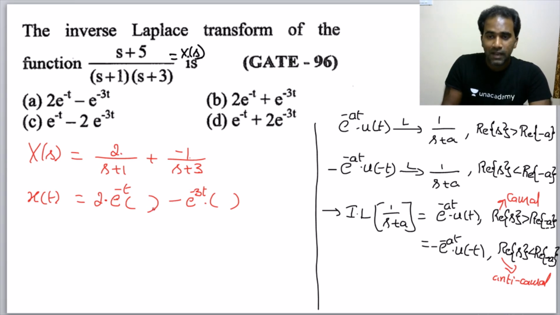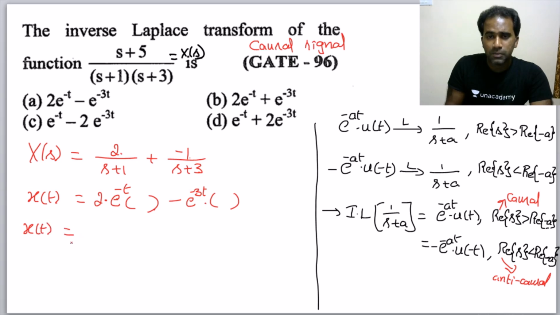Whenever the ROC is not mentioned, here they are asking us to find the inverse Laplace transform and they have not given us any extra information. If they have not given any extra information, you can assume that it's a causal Laplace transform. They are talking about a causal signal. Whenever no information is given about the signal or about the ROC, you can assume it is a causal signal, which means the ROC will be right-sided. So this is the basic answer.